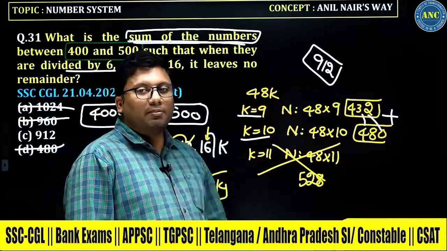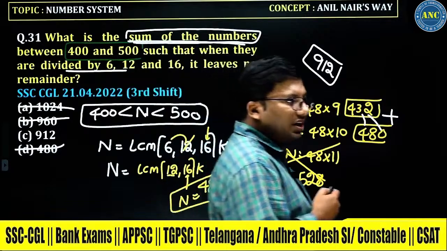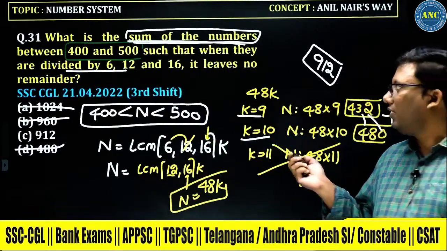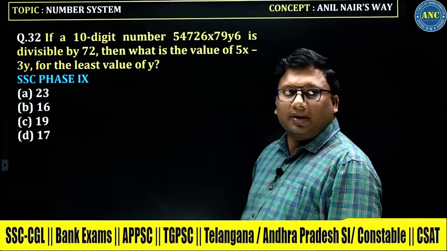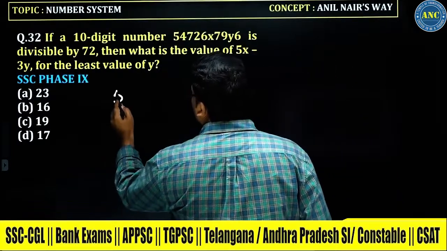I added both the numbers. 432 plus 480 is 912. I hope the idea is clear. Next one. If a 10-digit number, what is the 10 digit?